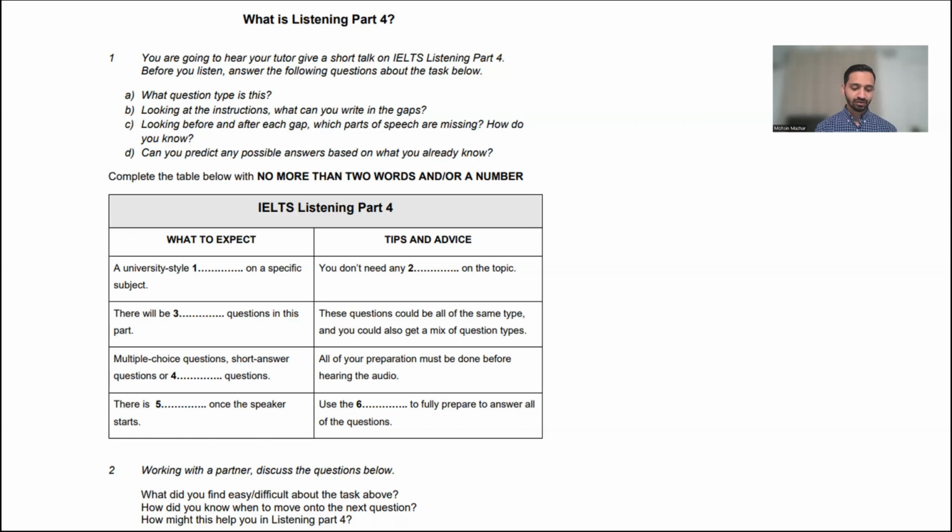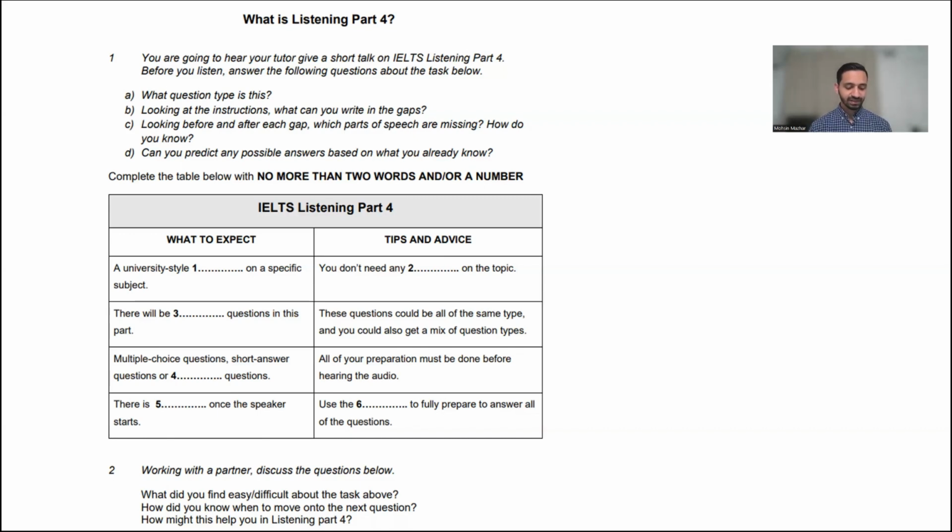These questions could be all of the same type, for example, 10 note completion questions, or you could get a combination of question types. This mix of question types includes, but is not limited to, multiple choice, short answer, or other completion questions. Please note that all of your preparation must be done in advance of hearing the audio. The main difference in format of part 4 compared to parts 1 to 3 of the test is that there is no break in the middle of the audio. Test takers will not get time in the middle of the recording to read through the next set of questions.